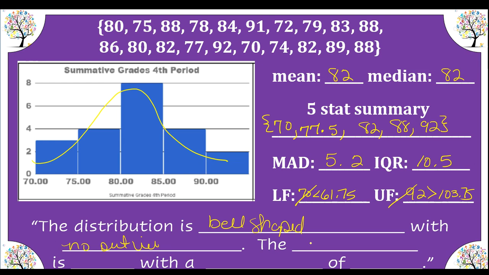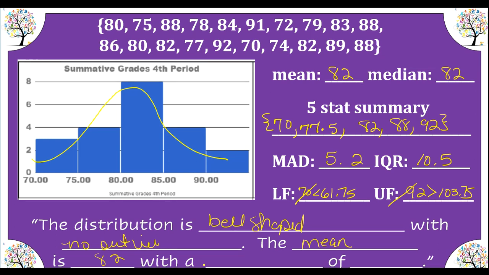The center we're going to use is mean since there's no outlier. So the mean is 82, and then we're going to use a MAD instead of the IQR since there's no outlier, with a MAD of 5.2. So that's all you have to do to describe it.